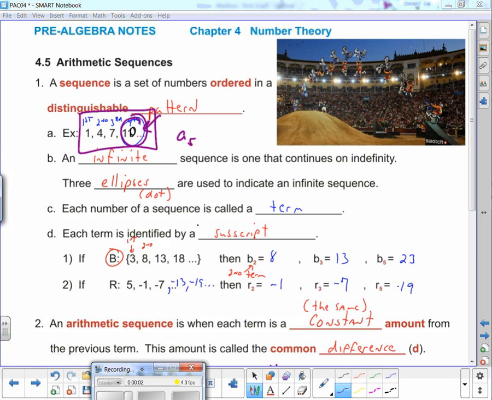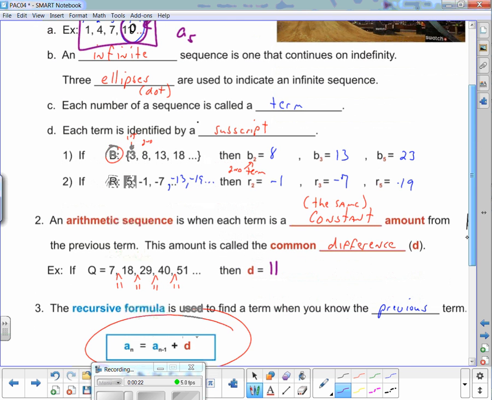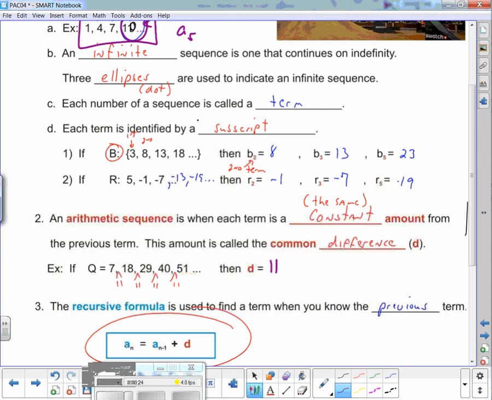Okay, so a little bit of recap. Remember, we're talking about sequences. What are they? They're just a set of numbers in an ordered pattern. We're mostly dealing with infinite sequences, but they can be finite, meaning they have an end. Infinite go on forever. It is important that you understand the subscript notation.